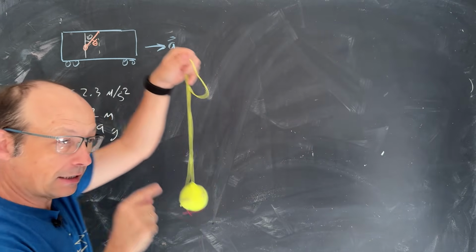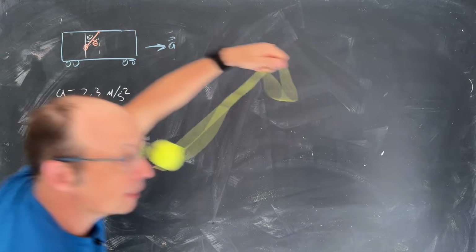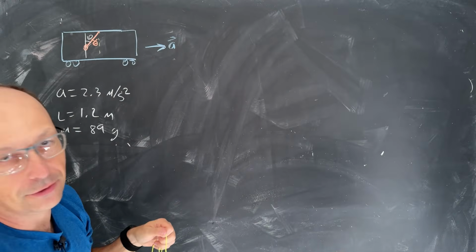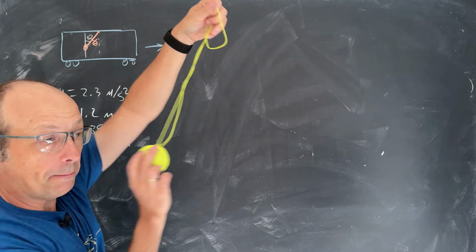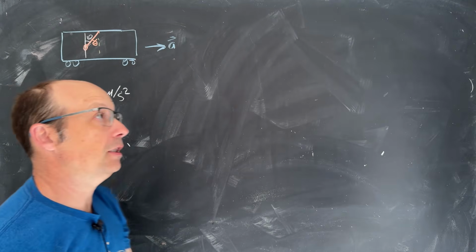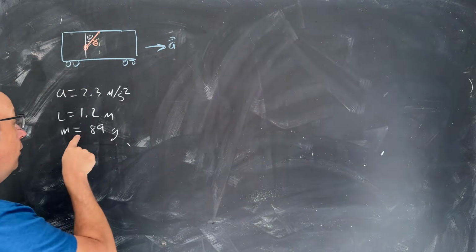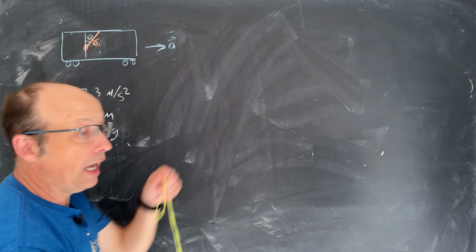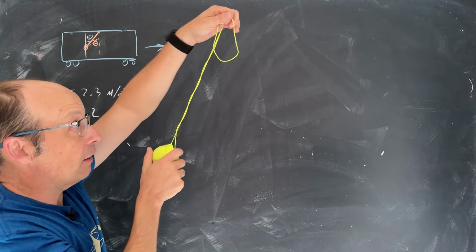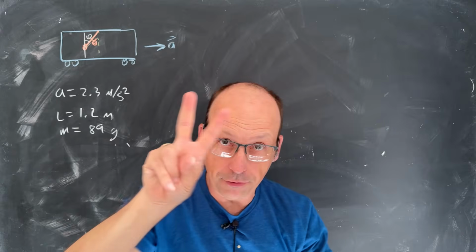So I'm going to accelerate my hand that way. But then I stopped. So if you had a constant acceleration, the ball would be back like this. And the question is, if the ball has a mass of 89 grams, the length of the string is 1.2 meters, what's the angle between this and the vertical? Now, I'm actually going to solve this two ways.